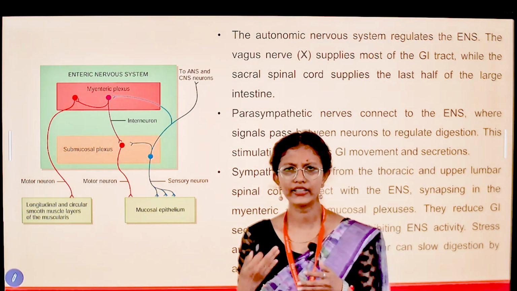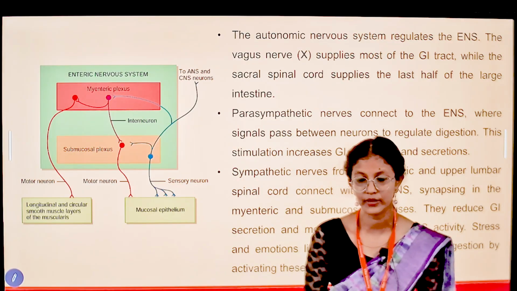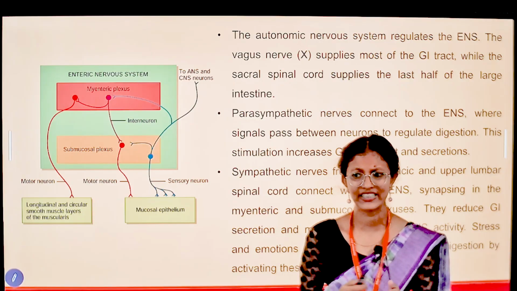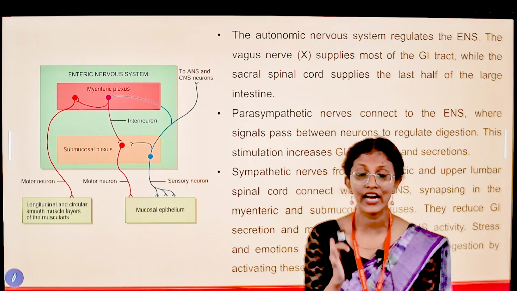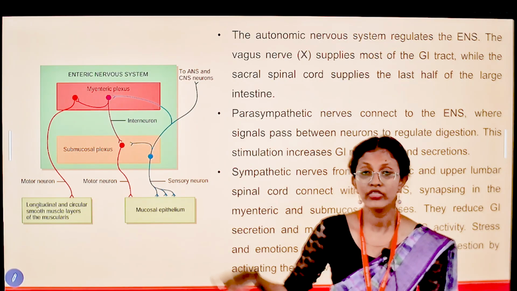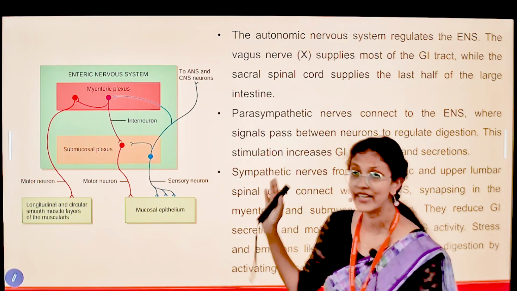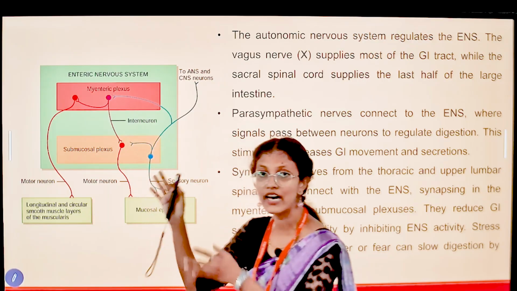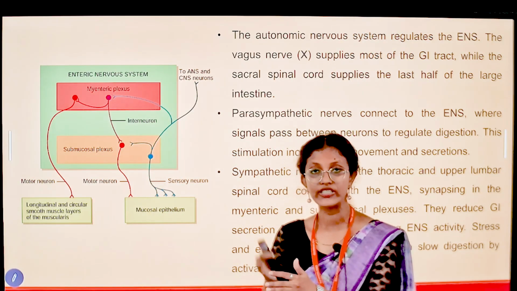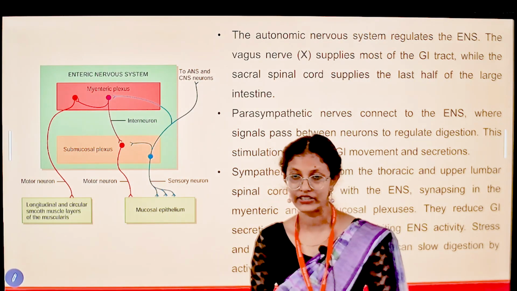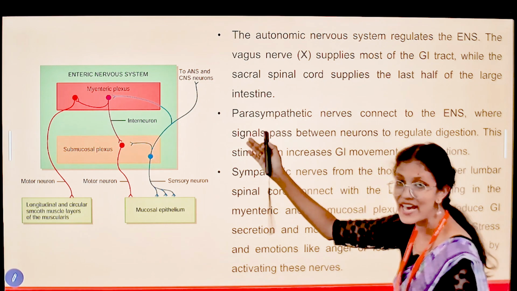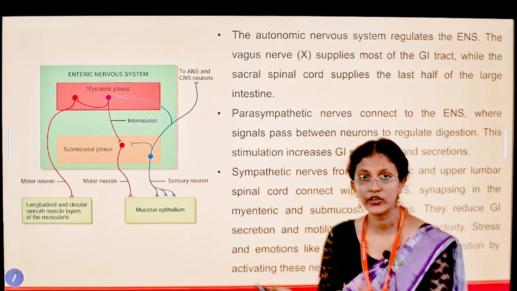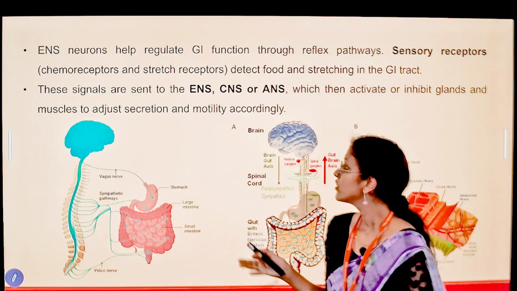So I guess you have already studied the nervous system, the peripheral nervous system and even the cranial nerves. Cranial nerve 10 is the vagus nerve. The vagus nerve is regulating our digestive system. So here you can see the vagus nerve, and the vagus nerve has elongated nerves which regulate your entire digestive system, and the parasympathetic nervous system and the sympathetic nervous system are also regulating your entire digestive system.